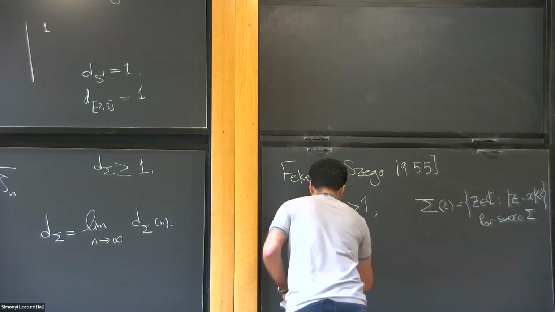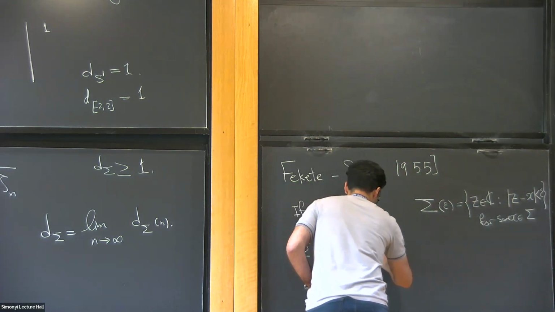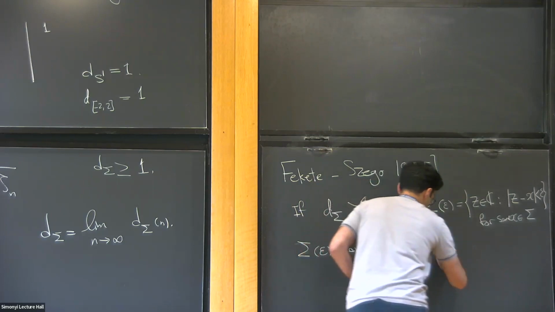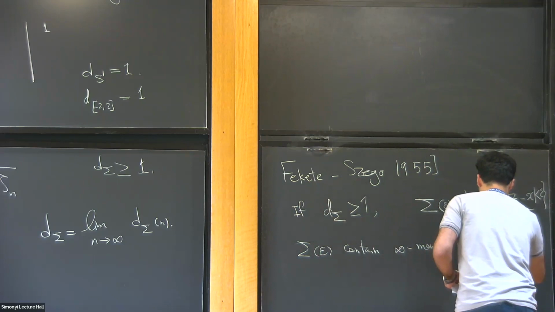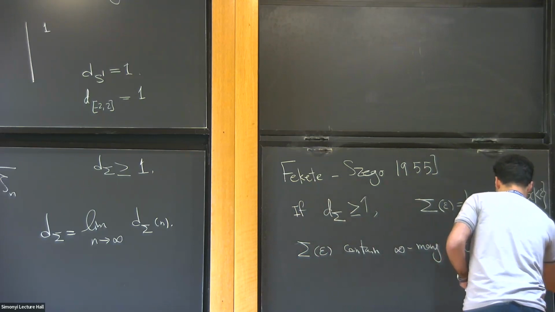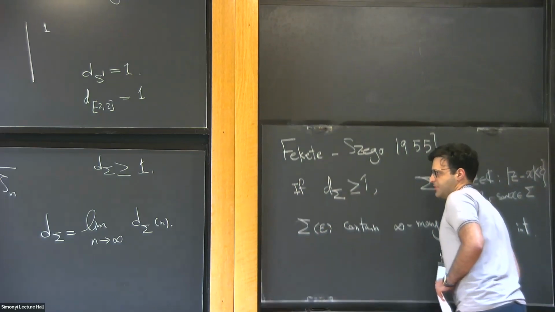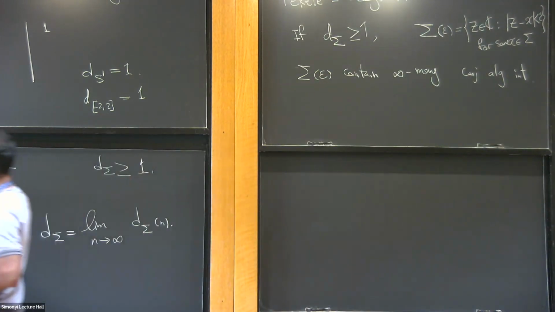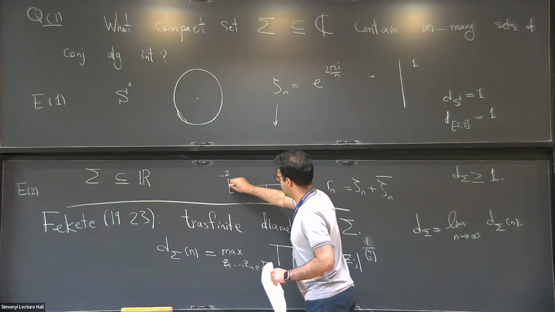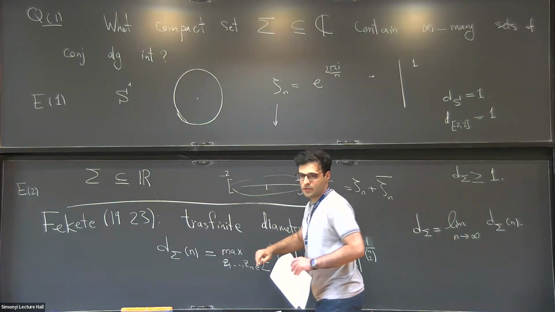Sigma contains infinitely many conjugate algebraic integers. Okay, but for application to algebraic geometry, if we start with this and we expand it, it's actually going to go off the real line.